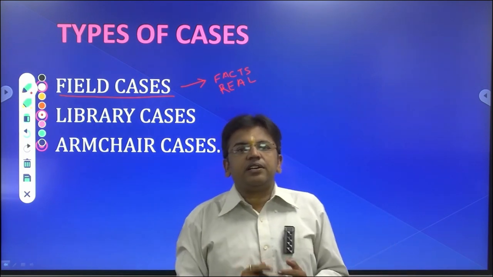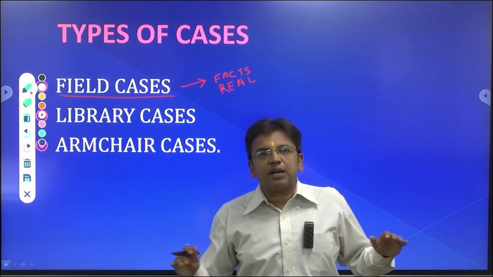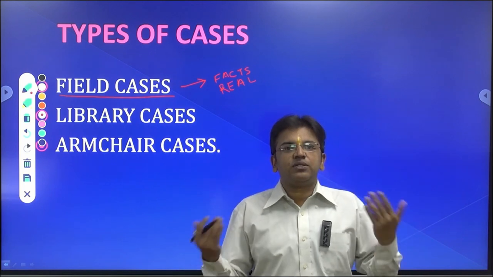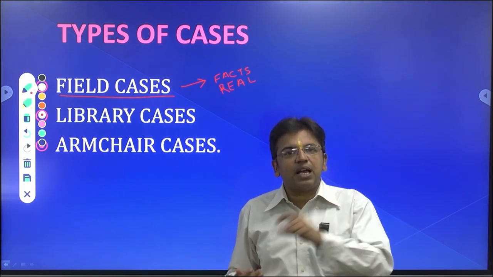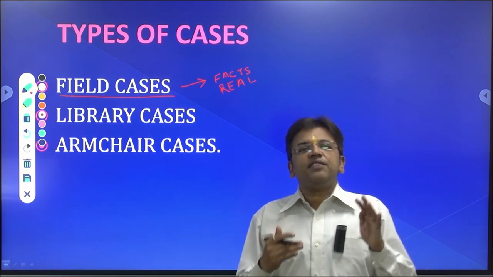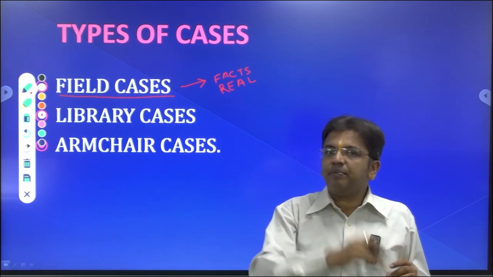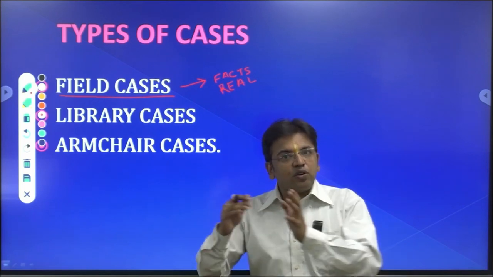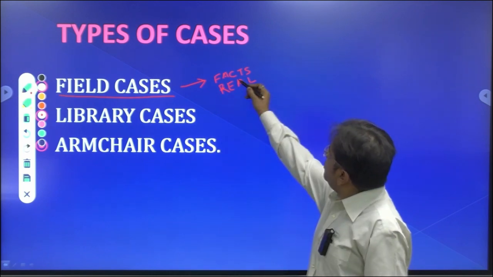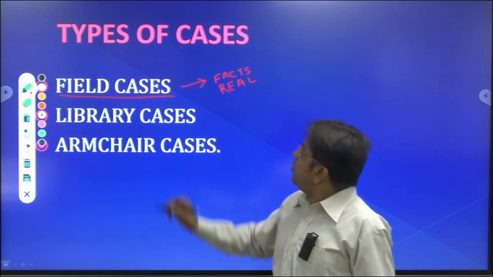Right? Means here, a researcher goes to a specific field and explores the various dimensions of that field. He gets the answer to the questions: if an event has happened, why it happened, when it happened, where it happened, and what the circumstances were in which it happened. So the researcher goes to a specific field and takes all the answers from that field based on real facts, and he writes the case, which is known as a field case.